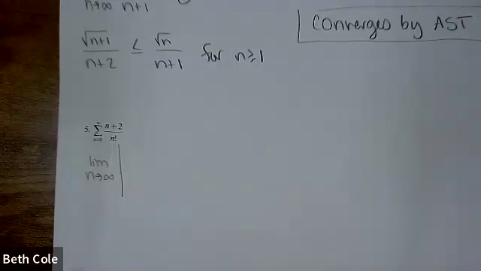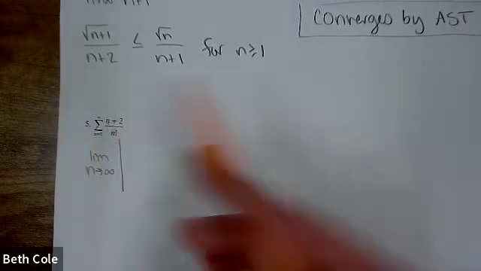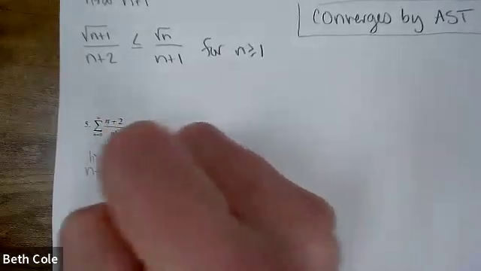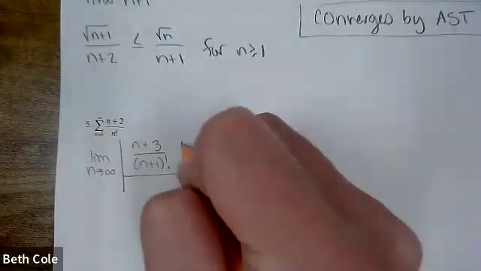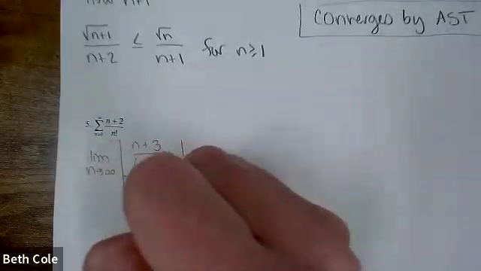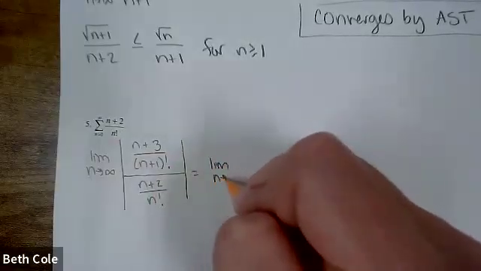Oftentimes, ratio tests will have a factorial in them. That's how, if you're like, I don't know when to do a ratio test, if you see a factorial, likely a ratio test is going to be good. All right, so if you plug in n plus 1, it would be n plus 3, and then over n plus 1 factorial, and then that is all over just, yeah, that. And then we're going to flip it over.